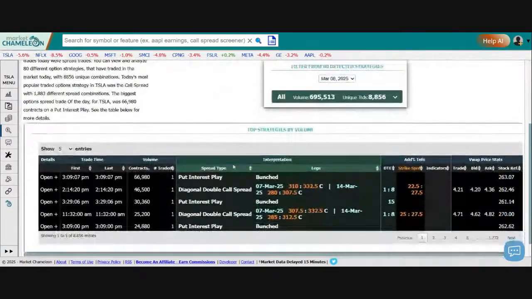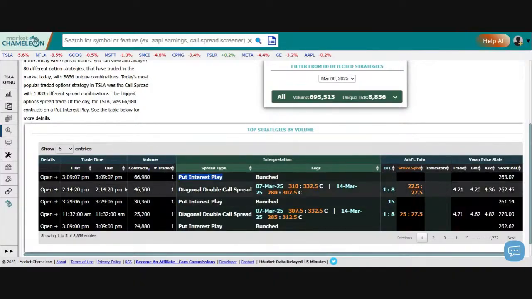Okay, so the put becomes an early exercise candidate because it's deep in the money. And then another trader does not exercise it because I don't know why, but it's not efficient. So they do these put interest rate plays. It's a little bit complicated, so I'm not going to get too much into it, but that's what this over here is. The next one here, we see that there is a diagonal double call spread.